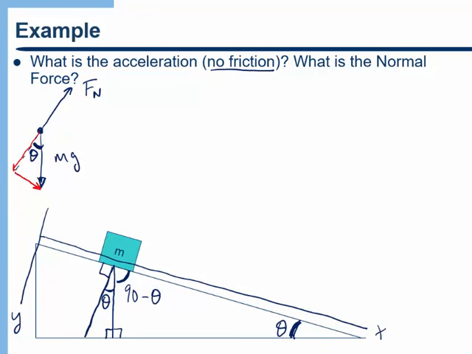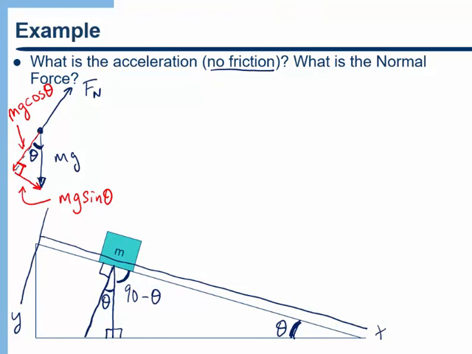Notice that mg is the hypotenuse. This is the right angle. So, what is this side equal to? Well, it's common for people to say sine, but the correct answer is mg cosine theta. And this side here is mg sine theta. This is important. Make sure that you understand this.